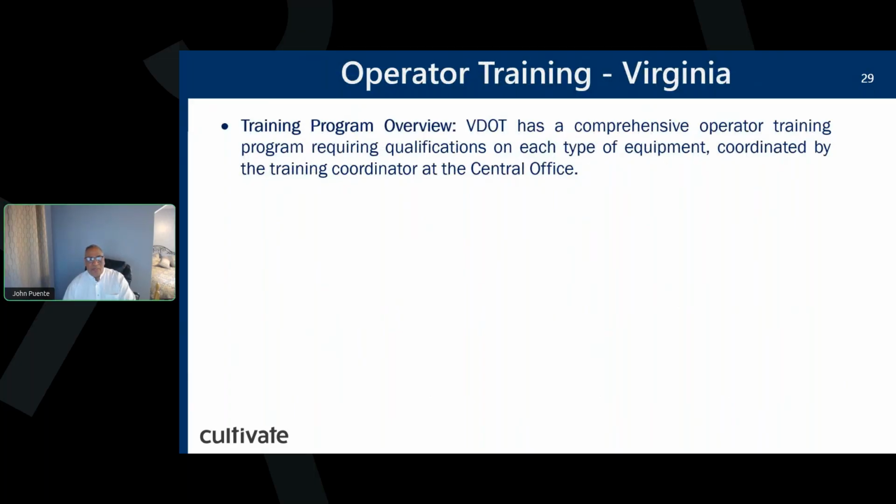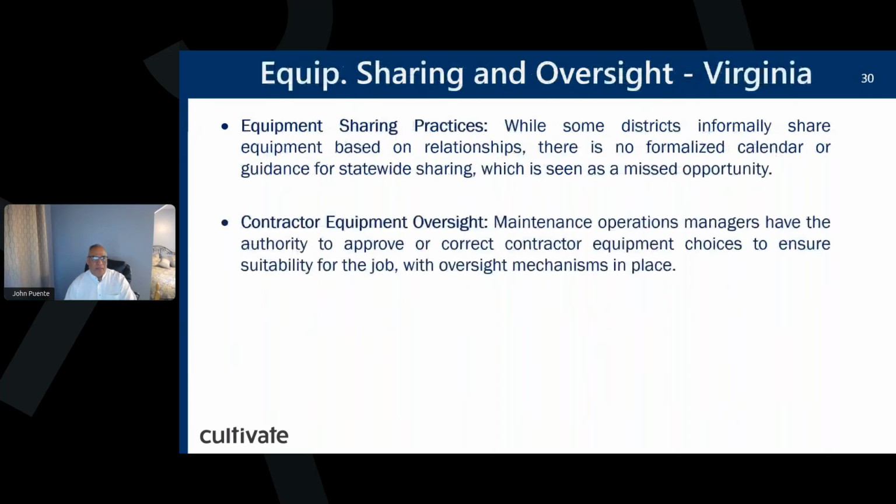Virginia was like some of the other states we've already interviewed, and they had a very robust operator training program. They train their operators on each of those equipment types, and the program itself is coordinated by central office. So you're seeing a lot of similarities between these states: why they have the equipment, how they train, how they purchase, how they maintain, and those sorts of things.